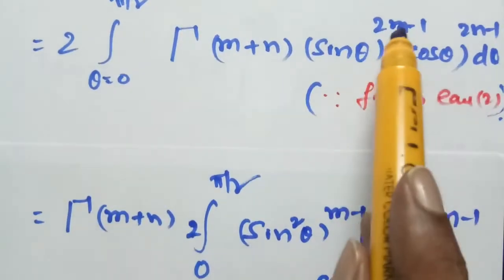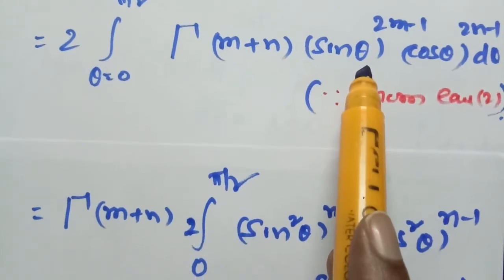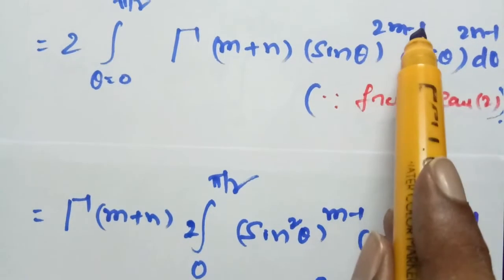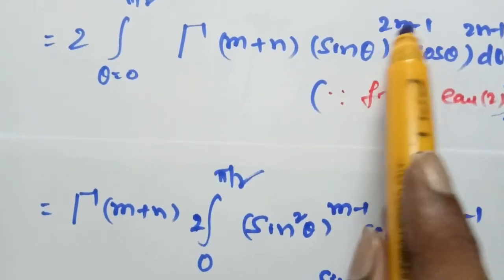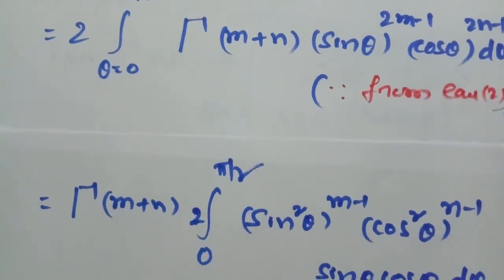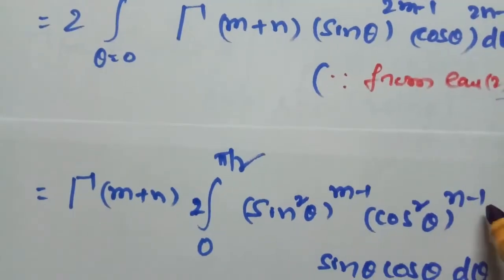Sin theta whole to the power of 2m minus 1 by sin theta. So therefore this can be written as sin theta whole to the power of 2m minus 1 minus 1, that means 2m minus 2. 2 is a common factor, 2 into m minus 1. Therefore that can be written as (sin square theta) whole to the power of m minus 1. Similarly for cos theta, (cos square theta) whole to the power of n minus 1.